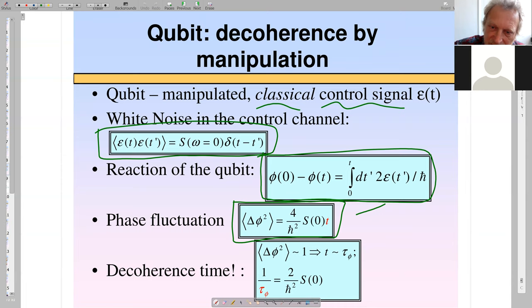So what matters here, strangely enough, is the spectral intensity at zero frequency, not at the frequency of transition, but at zero frequency. Fine, with this, we can estimate the dephasing time. Look, it depends on noise intensity. The more intensive noise we have, the shorter the dephasing time is.